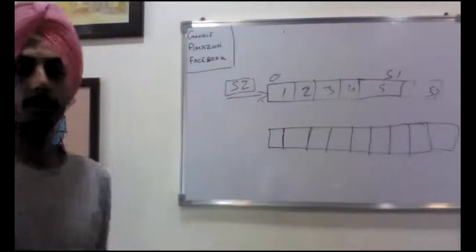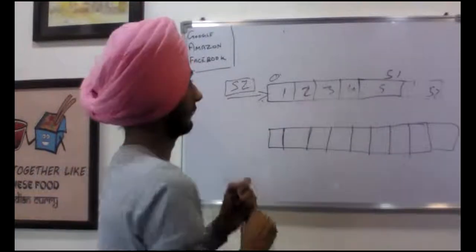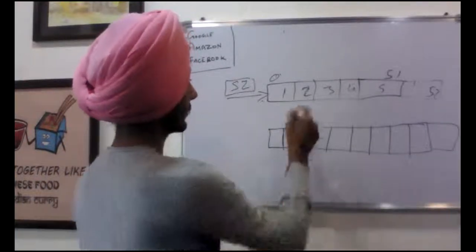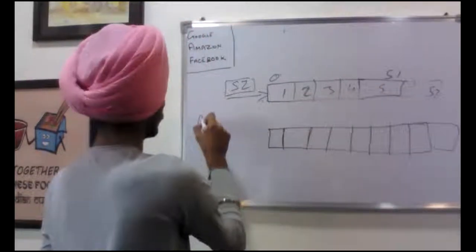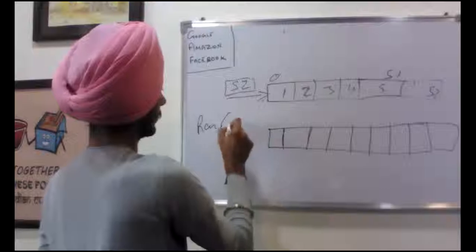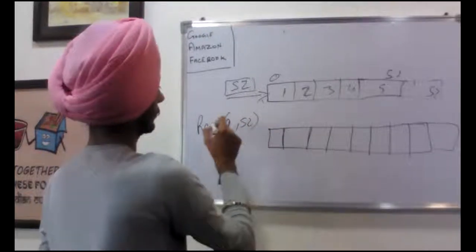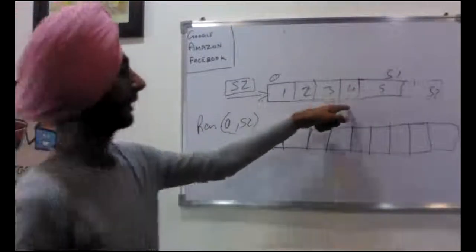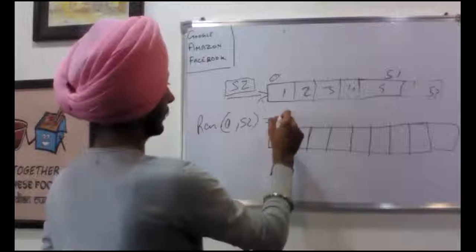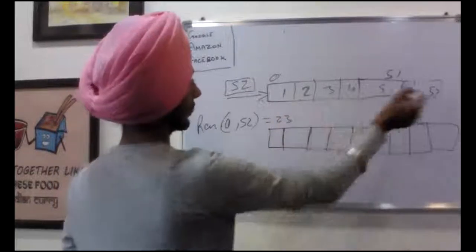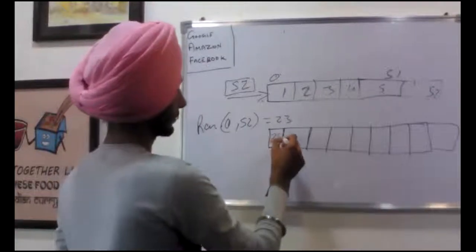What we are going to do next is use a random function by which we can select values from this initial array. Suppose that random function will be generating values 0 to 52. So this random function gives us the index. Suppose when we run this the first time, it gives us 23. So whatever number is at index 23 will first fill up the first index.